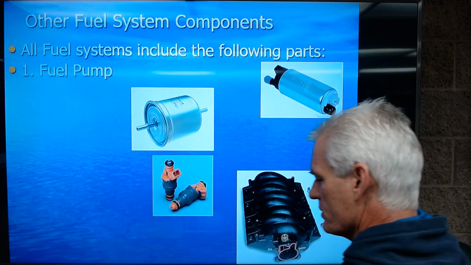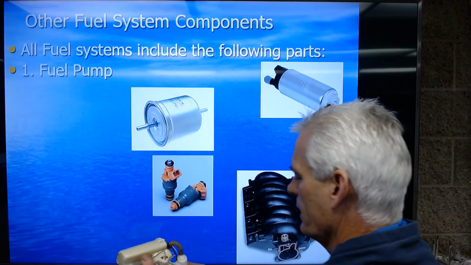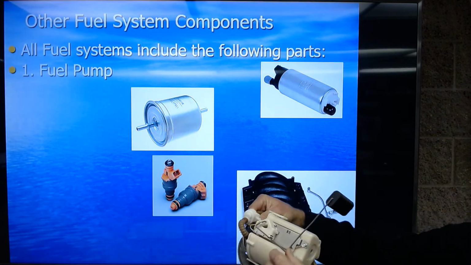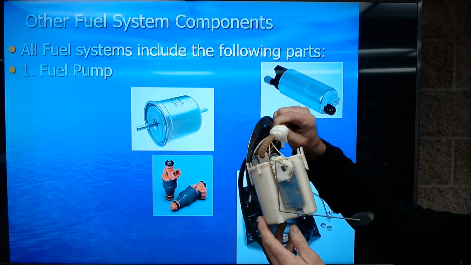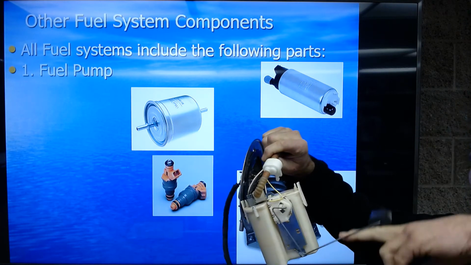And oftentimes they're in the bottom of the fuel tank, like this from a Chevrolet S10. This was an electric fuel pump, right, sitting right there, and it sits down on the bottom of the tank, and this is the float to tell you how much fuel you have on your gauge.